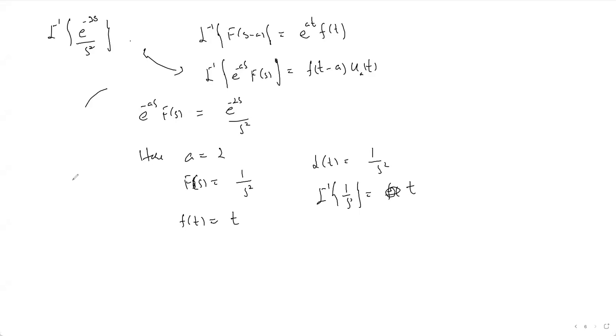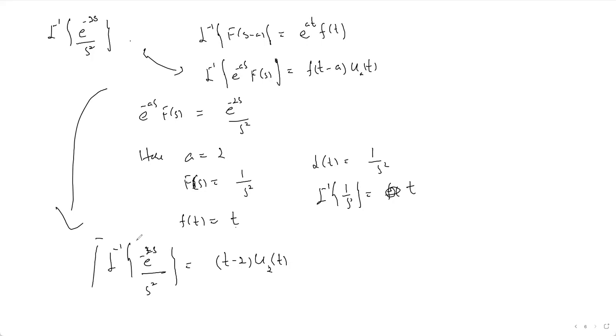So what will be the inverse Laplace transform of this? You can say that the inverse Laplace transform of e raised power minus 2s divided by s square will be equal to this thing, f of t minus a. But f of t क्या है? f of t is t, so f of t minus a is t minus 2, into u a of t, that is u2 of t. So this is the inverse Laplace transform. Is it okay or still not? Now you just move to the previous problem.